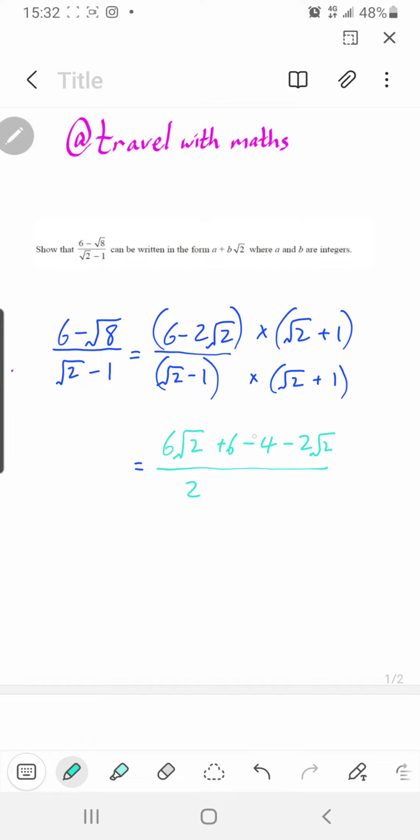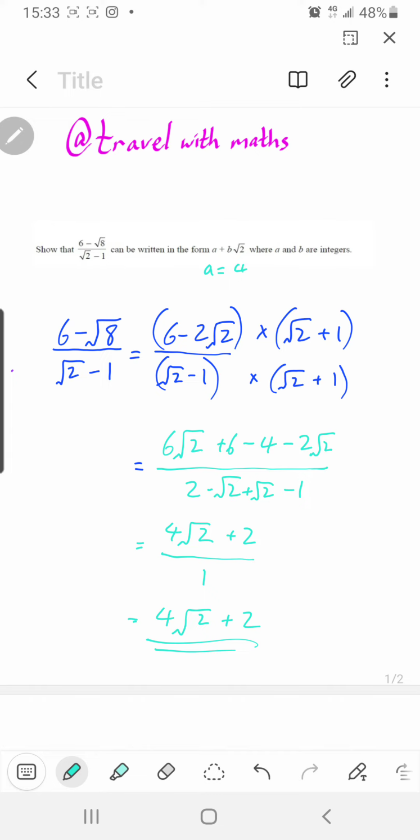Okay, and below, square root 2 times square root 2 is just 2. And a minus square root 2 plus square root 2 and a minus 1. Okay, so 6 square root 2 minus 2 square root 2, because in front of this we have a minus, so that's why we're minusing. So it will become 4 square root 2, and 6 minus 4 is just a positive 2. And below, the minus square root 2 plus square root 2 just becomes 0, and 2 minus 1 is just 1. So we have 4 square root 2 plus 2.